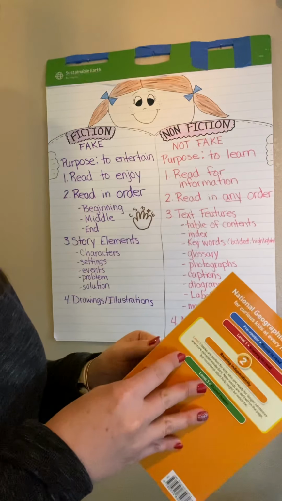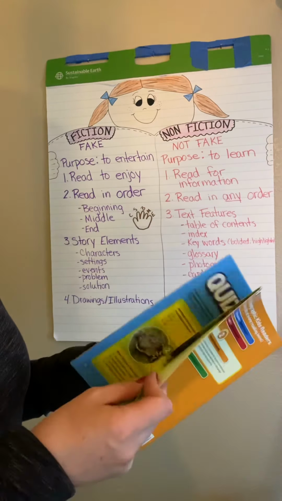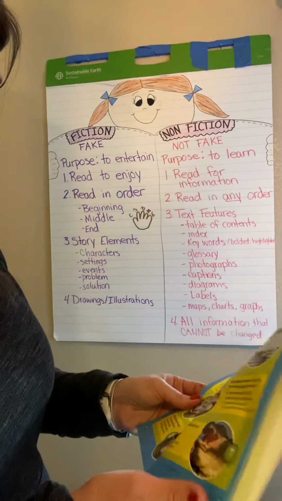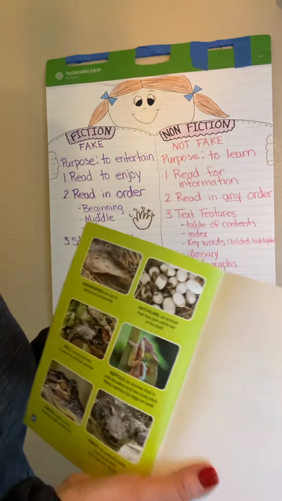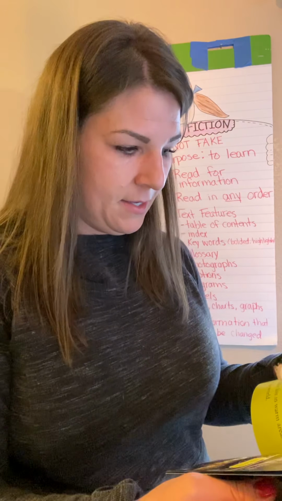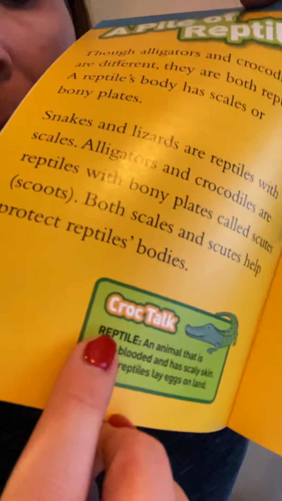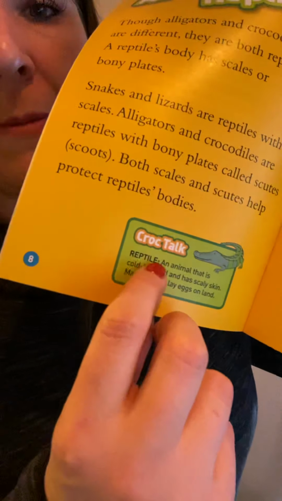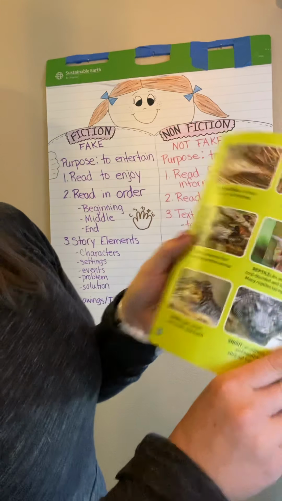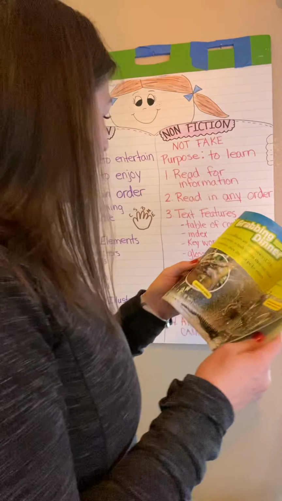There is also a lot of times an index, which this one does not have an index. Keywords. So if you look through the book, keywords a lot of times are bolded and highlighted. So let's see. Down here, you can see this word. It's bolded. It's thicker font. Okay, reptile. That is a key word in this book. And then back in the back it has the definitions of all those key words. Okay, they don't all have this, but this one does.